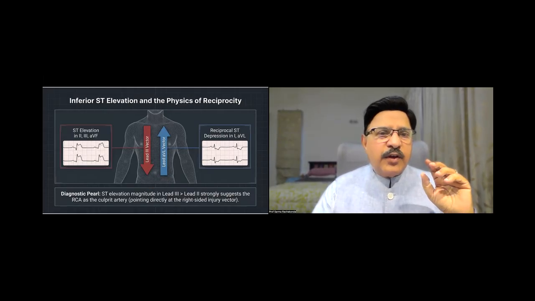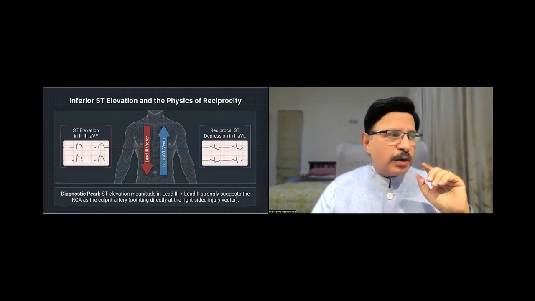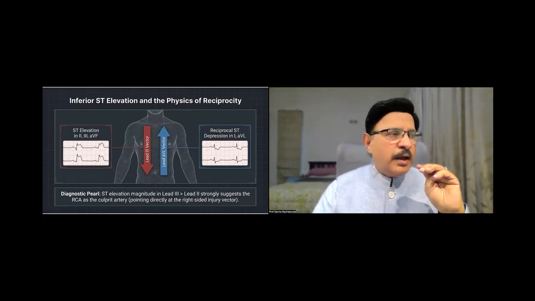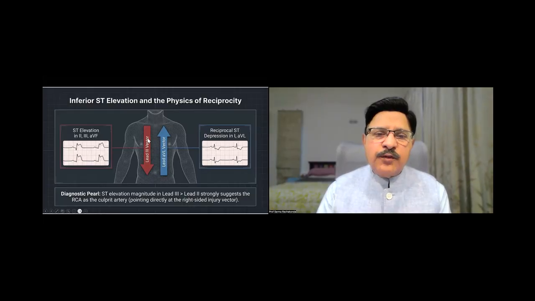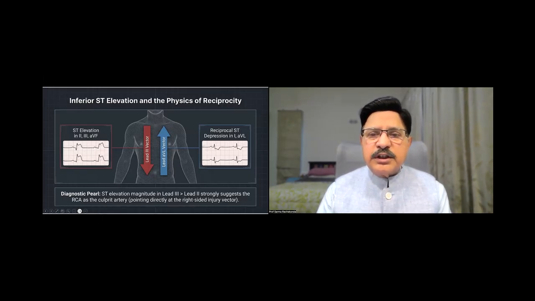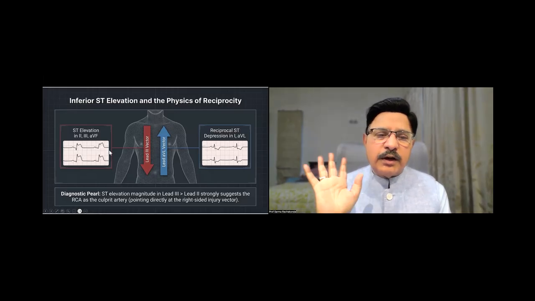Okay, now. Inferior ST segment elevation and reciprocity. What is that? Inferior means lead 3, lead 2, and AVF will show ST elevation. There will be opposite changes, reciprocal changes, in AVL and L1. L1 and AVL showing reciprocal changes. L2, L3, and AVF showing classical elevation is an inferior myocardial infarction.